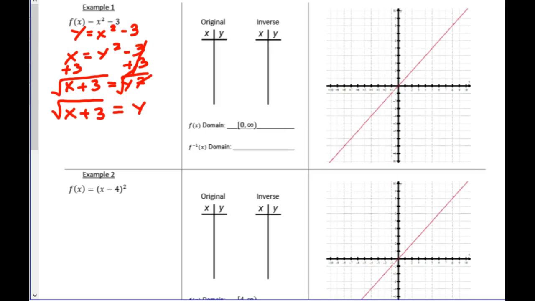Yay! Last step. Instead of y, it needs to be what? F inverse x. Write this down. So I'm going to write f inverse x equals square root of x plus 3. Ta-da! So it should make sense. Your original has a squared, and your new one has a square root.